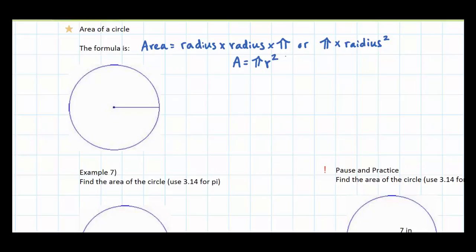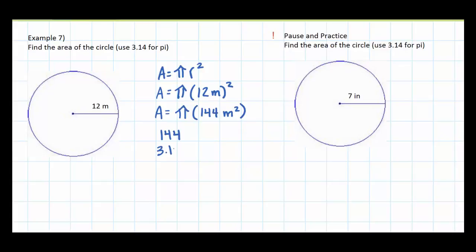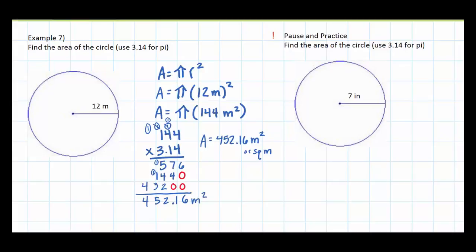Example 7 says, find the area of the circle and use 3 14/100 for pi. So the area is pi r squared. By the rules of PEMDAS, we square the radius first because exponents go before multiplication. So this is pi times 12 meters squared. So this is pi times 144 square meters. So 144 multiplied by 3 14/100. When we multiply 144 by 3 14/100, we get a product of 452 16/100 meters squared, or square meters.